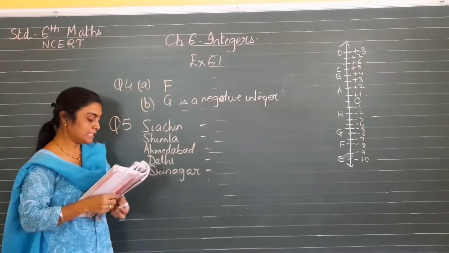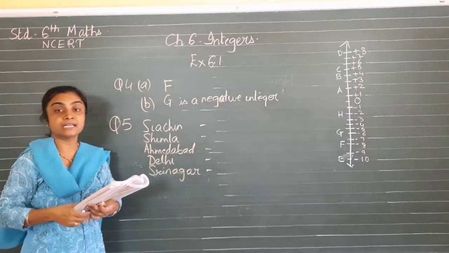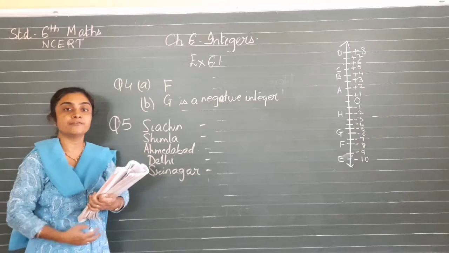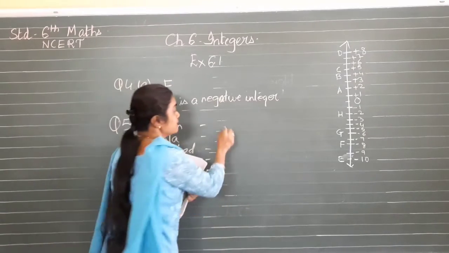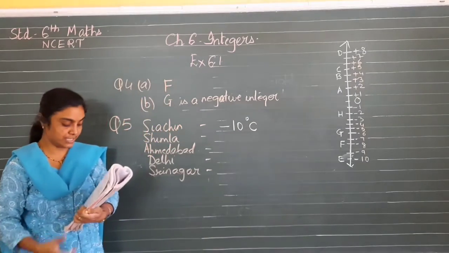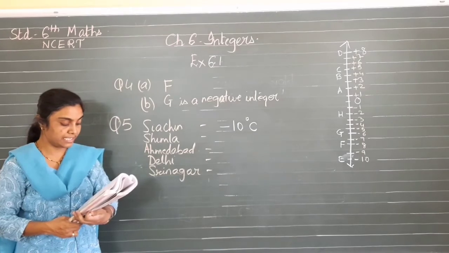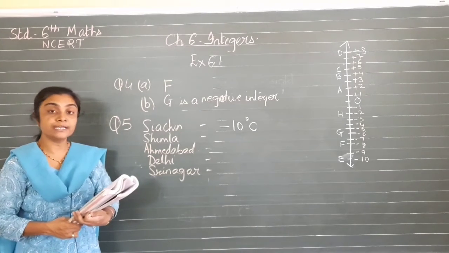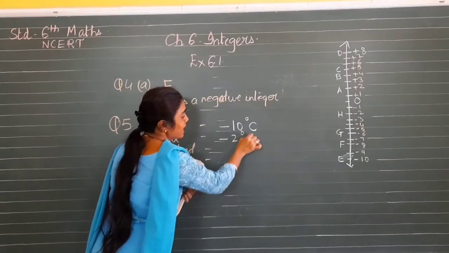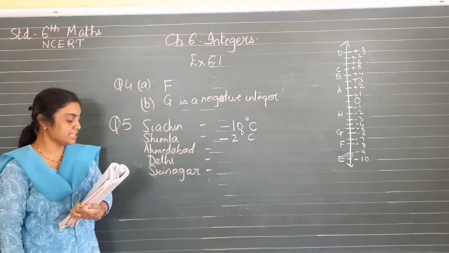Now the temperature for Siachen is 10 degrees Celsius below 0 degrees Celsius. Now below 0 degrees Celsius it is 10 degrees, so it will come in the form of a negative integer. So the answer will be minus 10 degrees Celsius. For Shimla, 2 degrees Celsius below 0 degrees Celsius. So 2 degrees Celsius which is below 0. So again it will go in the form of a negative integer. So the answer is minus 2 degrees Celsius.